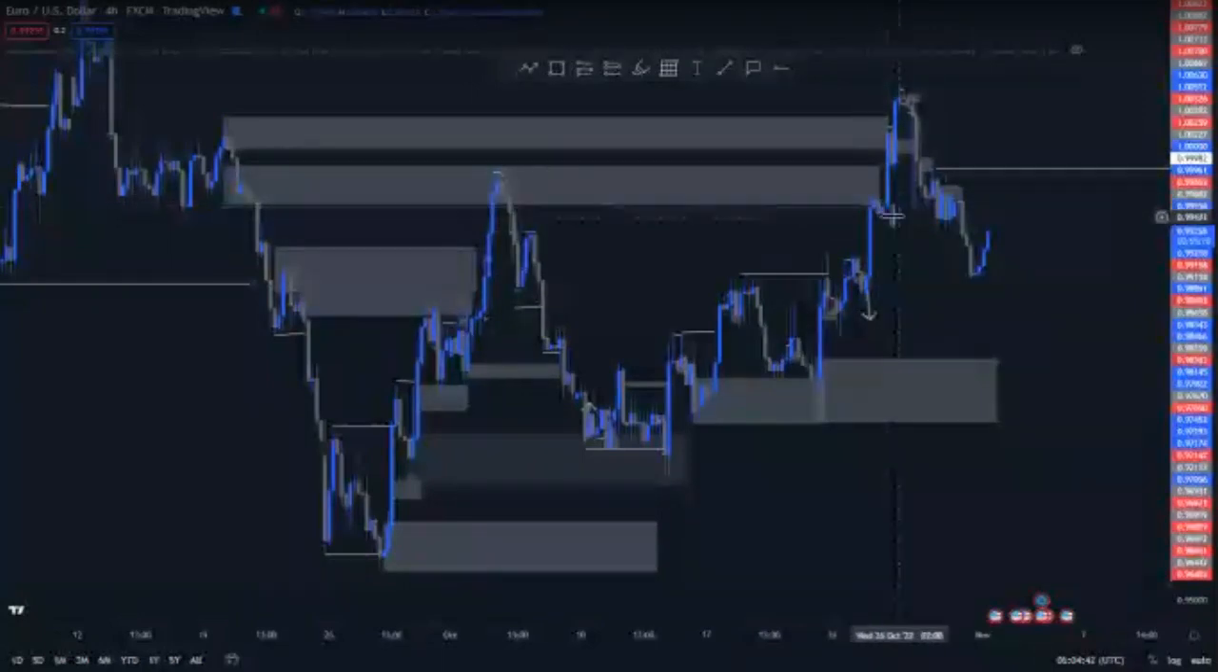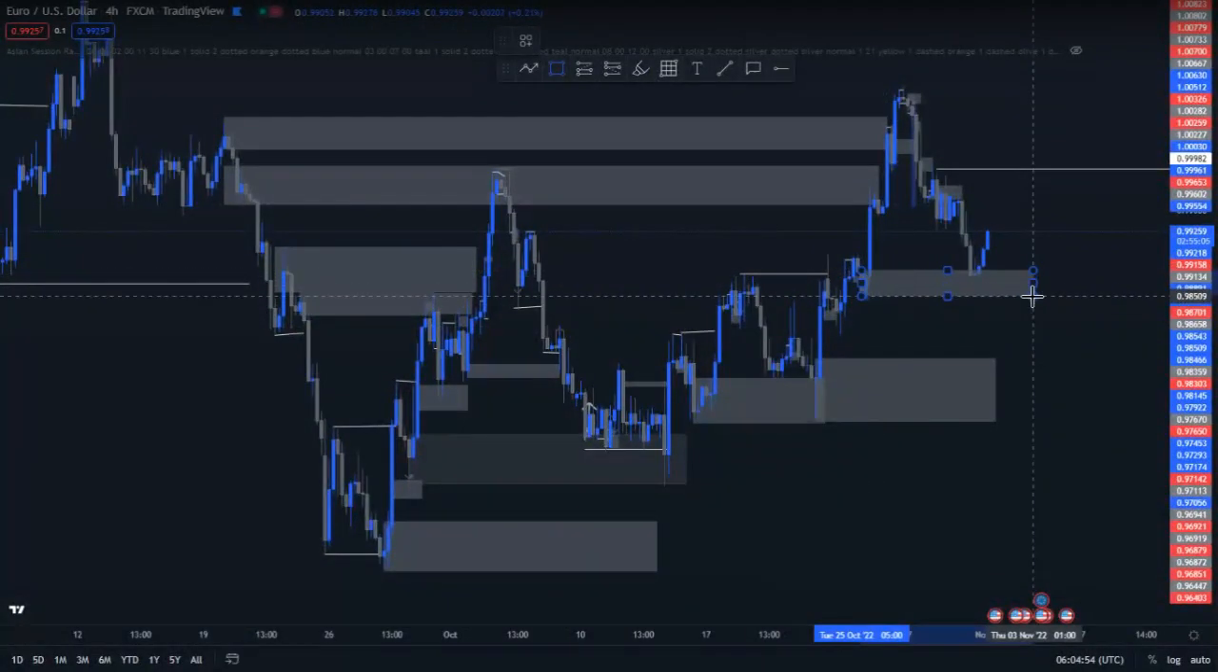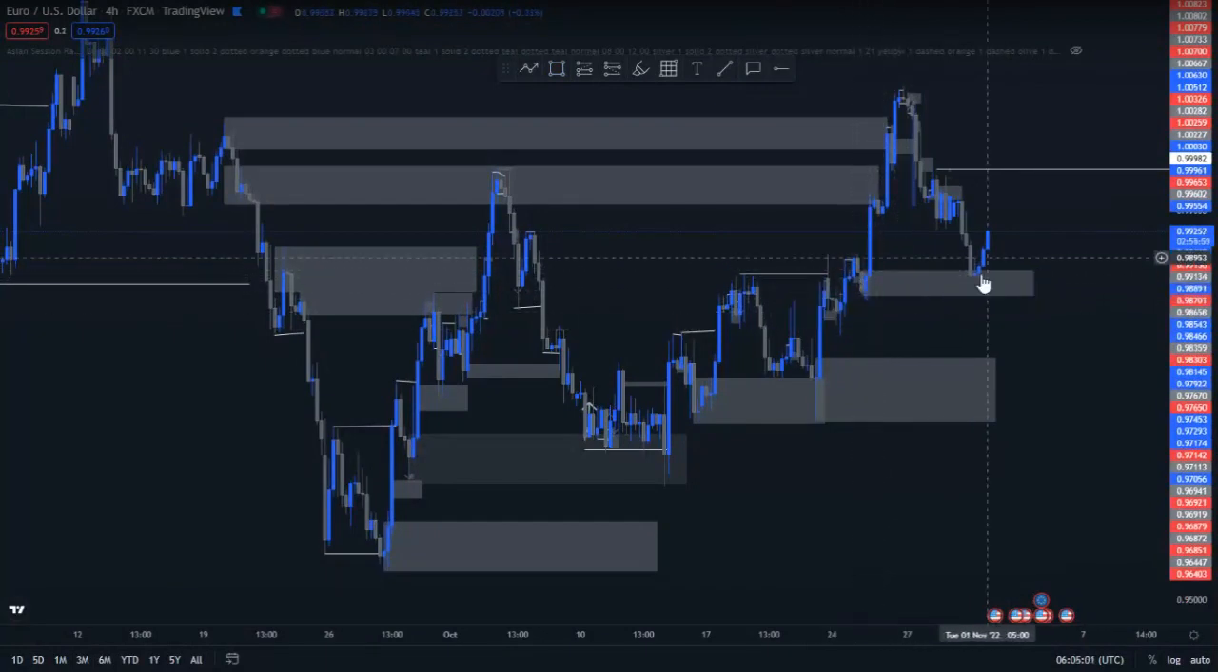But this one was also broken, hence coming to this extreme. So we have this one, and this is the one which is going to be holding. As you can see, it's holding. Actually, you have a reaction off it.